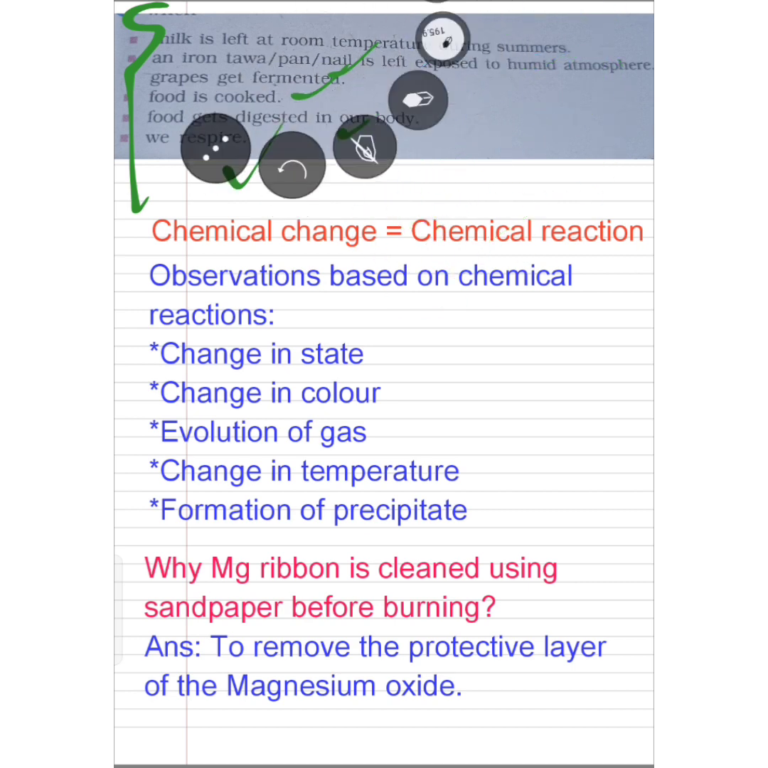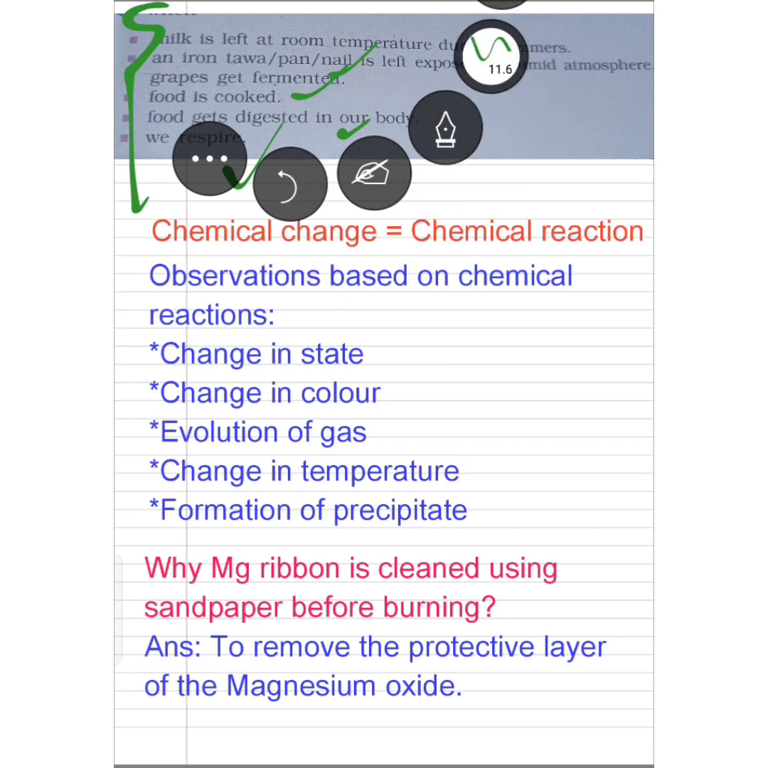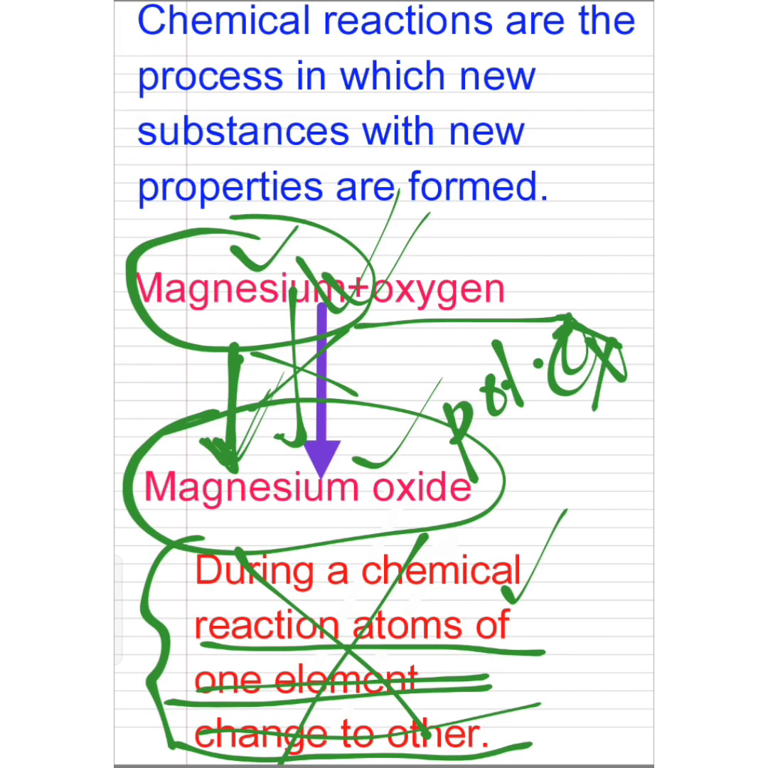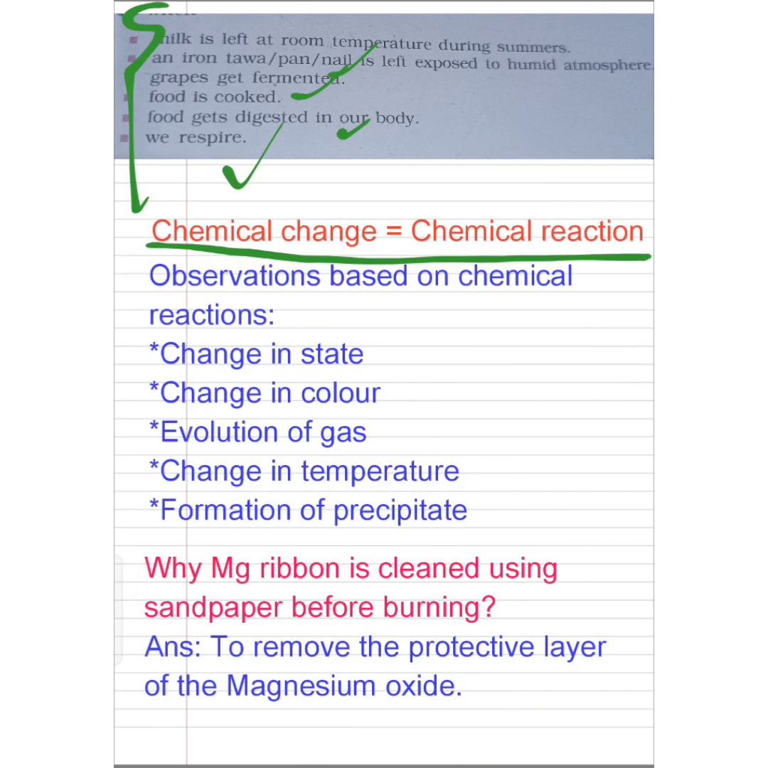Chemical change equals chemical reaction. This means that whenever a chemical change is occurring, we always have to remember that a chemical reaction is going on. As we have discussed in the previous slide, when magnesium is reacting with oxygen, it is producing magnesium oxide. So definitely a chemical change is occurring, right? Similarly, if any chemical change occurs, that means a chemical reaction has occurred.